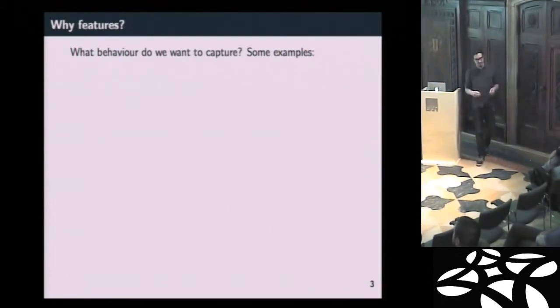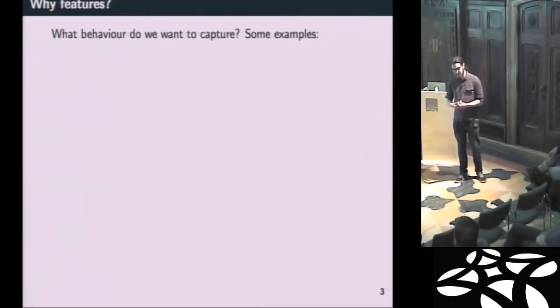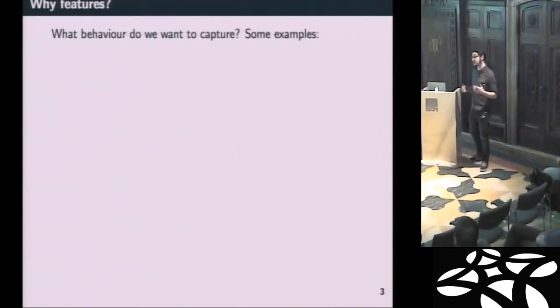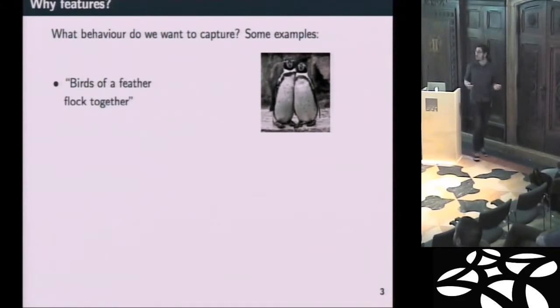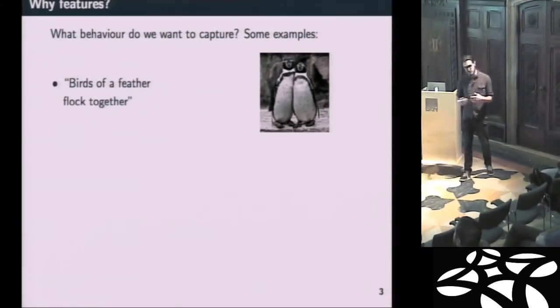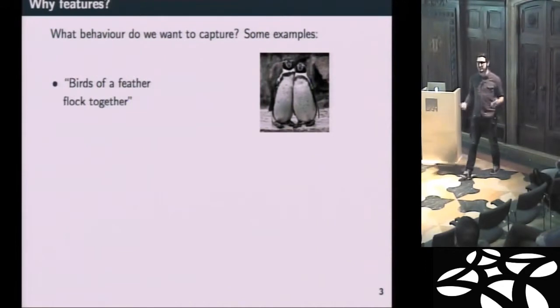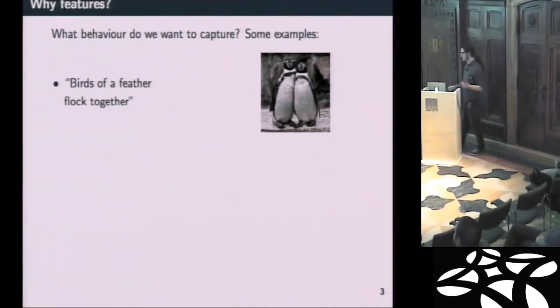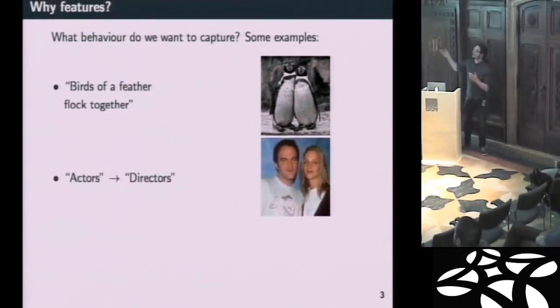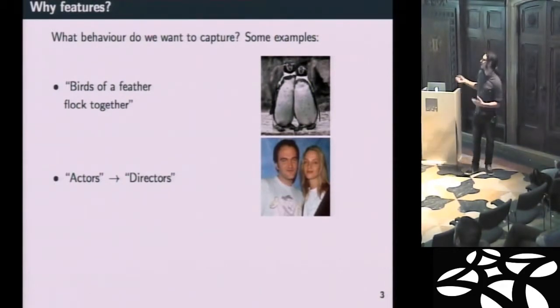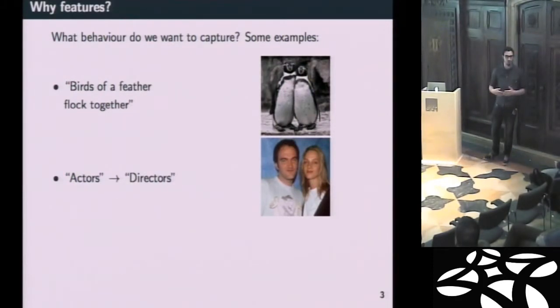What we want to do is to obtain a model that describes such a network. What behavior do we want from such a model? Well, the most obvious one is homophily. So birds of a feather flock together. Nodes with similar features tend to form links. But we can think of less obvious examples, like, Uma Thurman is an actress, and Quentin Tarantino is a director. Well, these two categories, these two features are different, but they tend to form a link between each other.